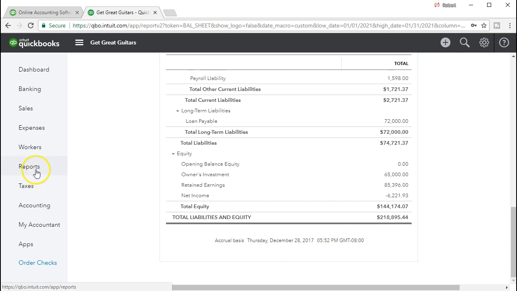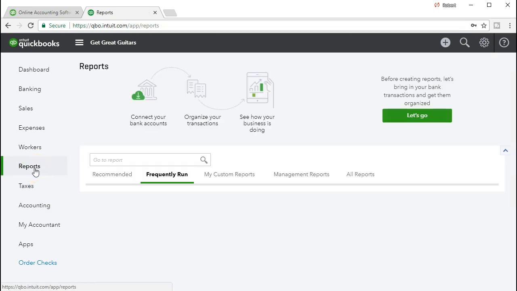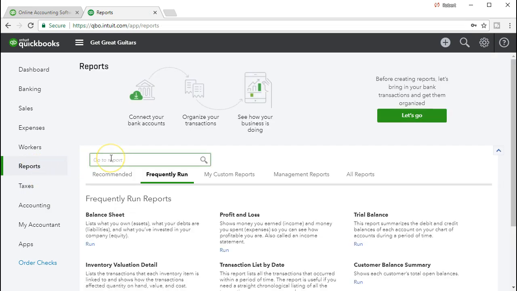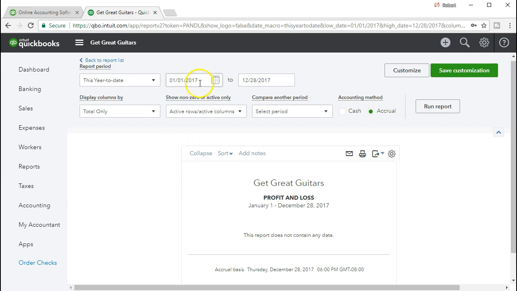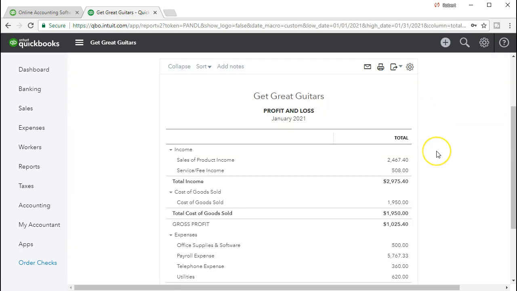So now let's go back to the reports on the left side. We're going to select our profit and loss, our income statement type reports. We'll type in profit and loss and select profit and loss. We're going to change the dates to 01/01/21 to 01/31/21, January 1st, 2021 to January 31st, 2021. Running that report, we then have this information.